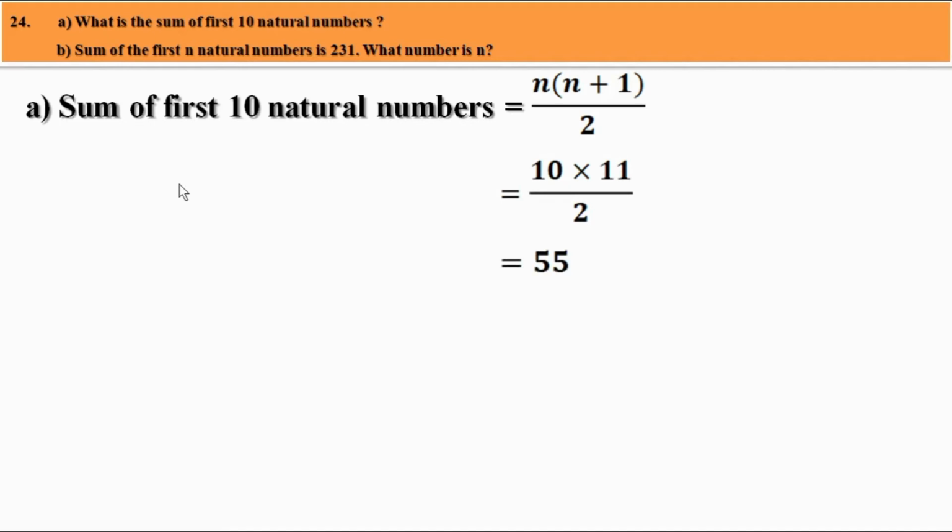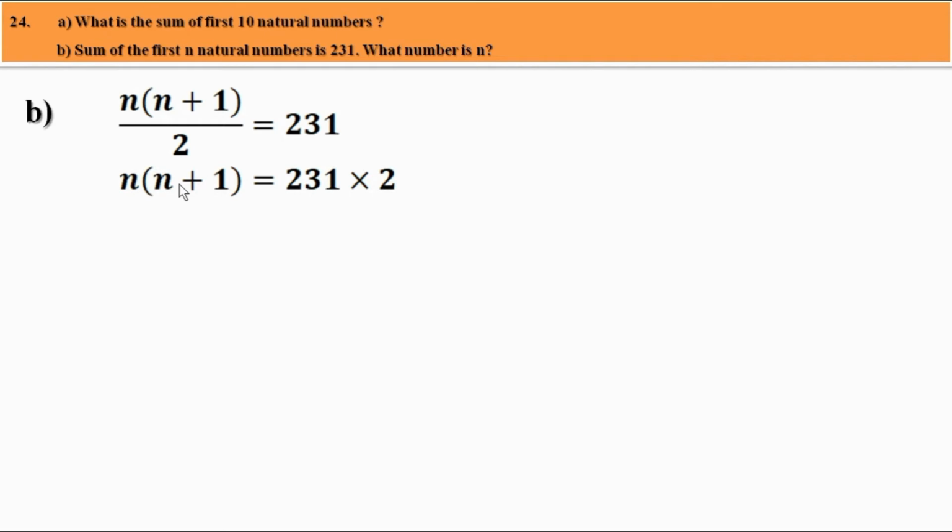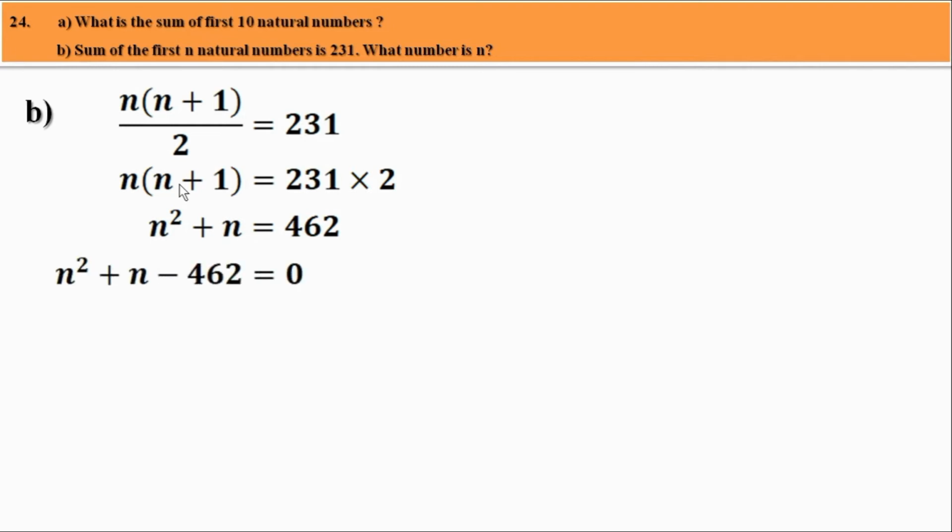That's equal to 55. Now, given that sum of first n natural numbers is 231, that is n into n plus 1 by 2 equal to 231. Taking 2 on the other side, we can write n into n plus 1 equal to 231 into 2. Multiplying, we can write n square plus n equal to 462. Now taking 462 on left side, we can write n square plus n minus 462 equal to 0.